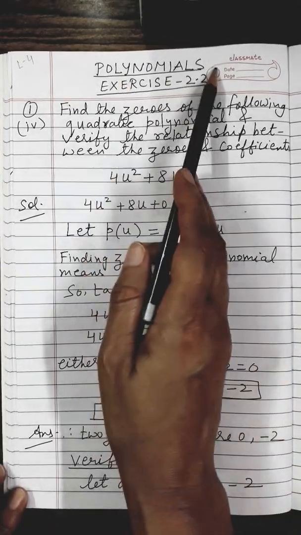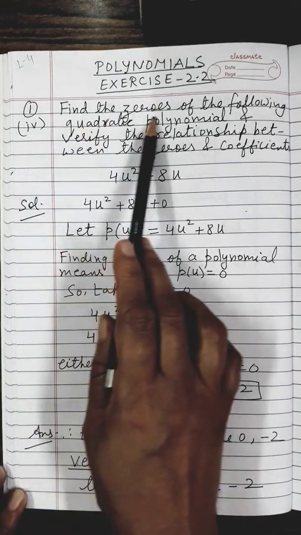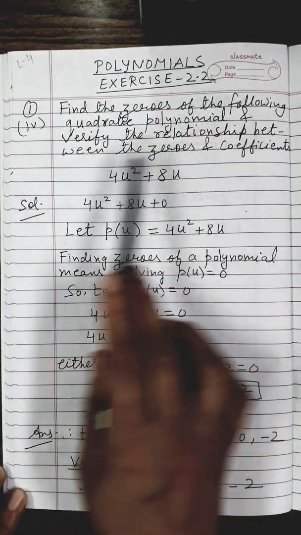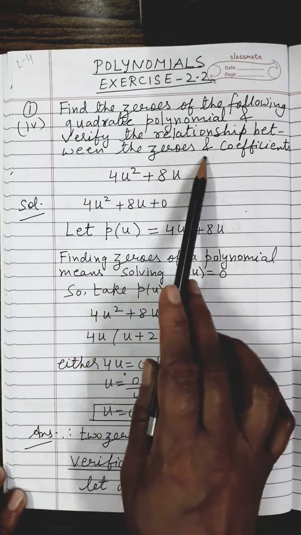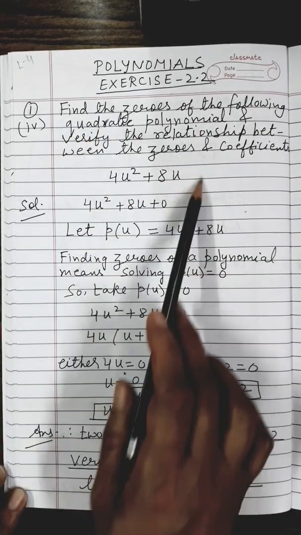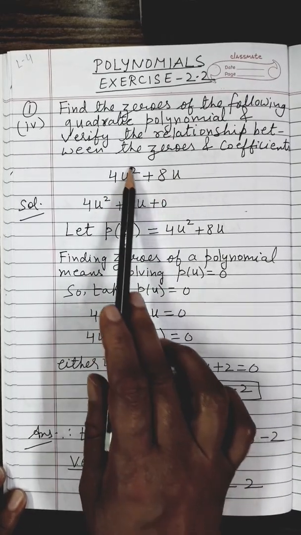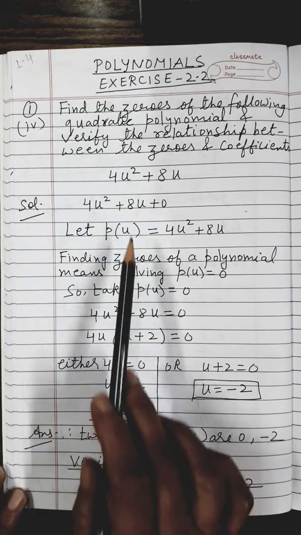This is from Polynomial Chapter, Exercise 2.2, Question number 1, fourth part. Find the zeros of the following quadratic polynomial and verify the relationship between the zeros and the coefficients. What is meant by quadratic polynomial? A polynomial whose degree is 2. So the polynomial is 4u square plus 8u. Degree is 2. So let us start our solution.